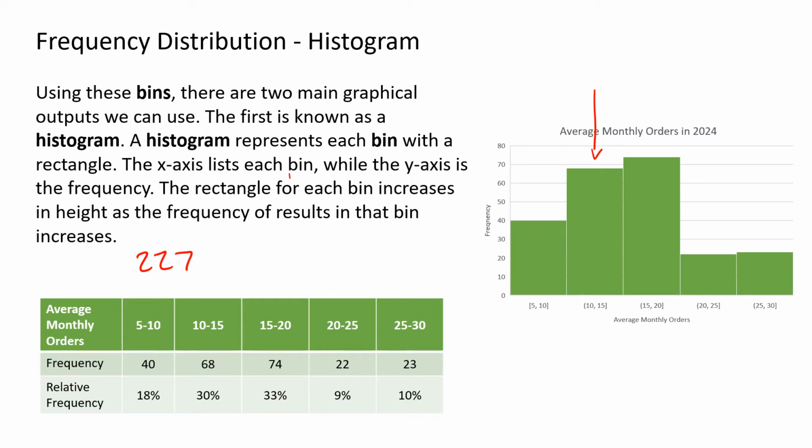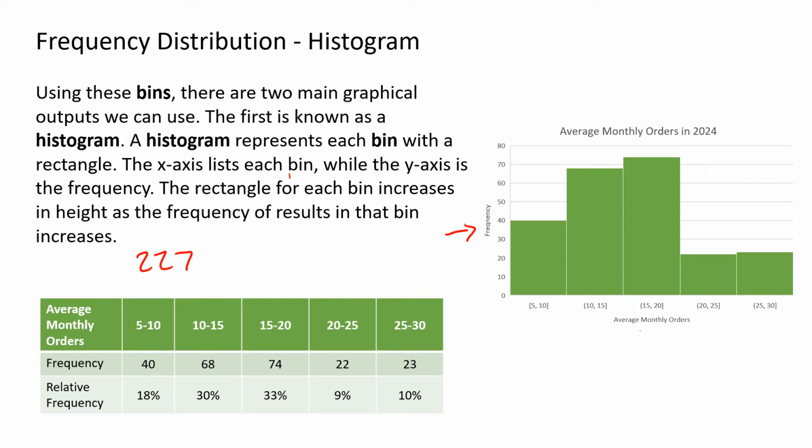And the reason you can see that is what we've graphed here. This is what's known as a histogram. What we've graphed here is on the x-axis, we have the average monthly orders, and each of these is our bin. So 5 to 10, 10 to 15, 15 to 20, 20 to 25, and 25 to 30. And the bars are together, meaning they're directly side by side. There's no gap between them here. On the y-axis, we see frequency. Okay, so how often these values occur within each bin.